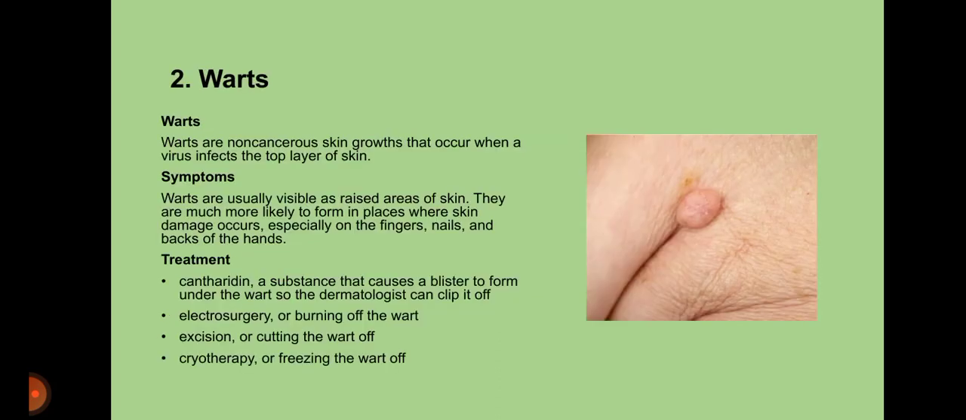So the second skin infection here is warts. Warts are non-cancerous skin growths that occur when a virus infects the top layer of the skin, and they can occur anywhere on the body. They can look like a solid blister or a small cauliflower. Warts are caused by a virus in the human papillomavirus, or HPV, family. The appearance of a wart depends on its location on the body and the thickness of the skin.